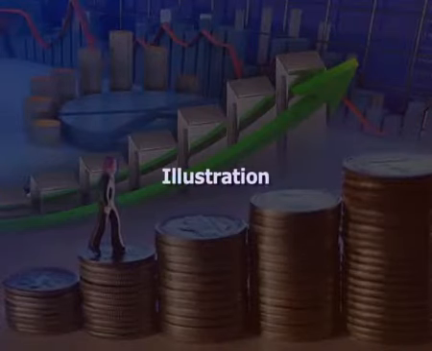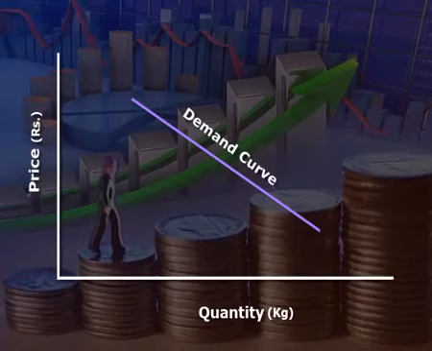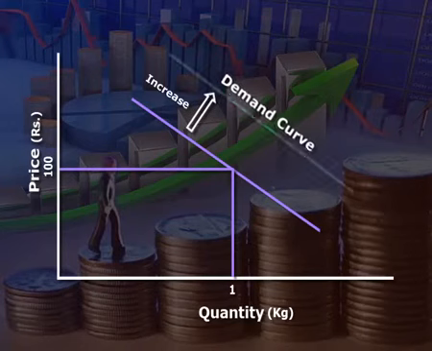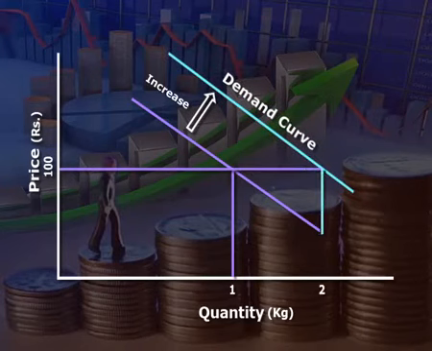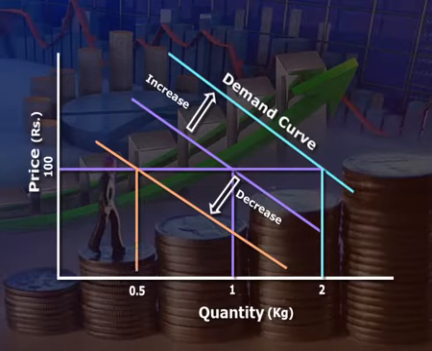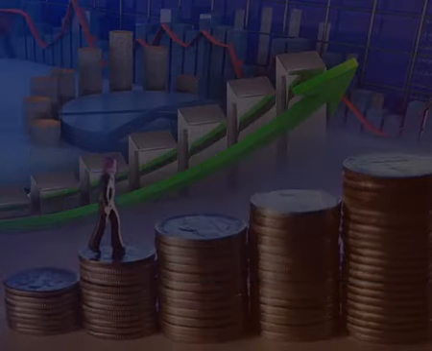Let's take an illustration. Suppose a buyer demands 1 kg of mangoes at rupees 100 per kg, assuming the price does not change. If there is an increase in the income of the buyer, he will demand 2 kgs of mangoes. If there is a decrease in the income, he will demand less than 1 kilogram of mangoes at the same price.